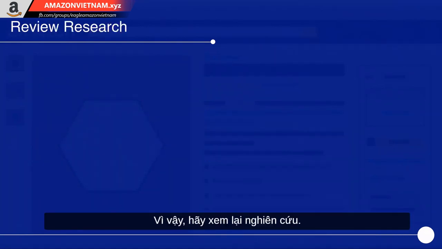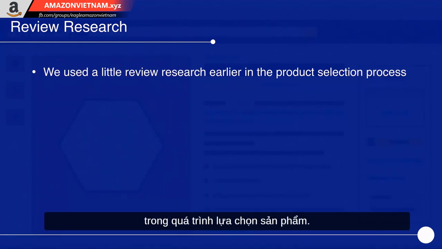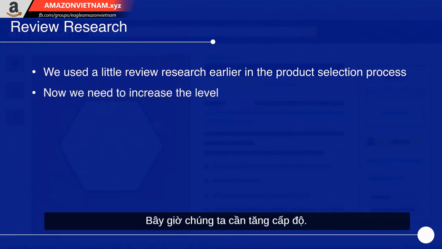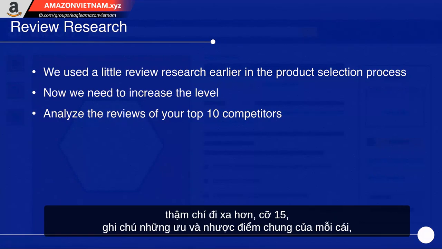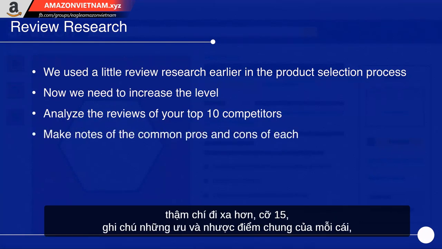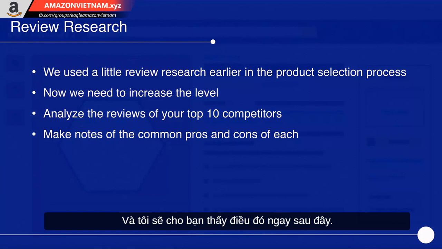So, review research. We used a little review research earlier in the product selection process. Now we need to increase the level. You want to analyze the reviews of your top 10 competitors, and you can go even further and do 15. Make notes of the common pros and cons of each, and then arrange each under a common title. And I'm going to show you that shortly.